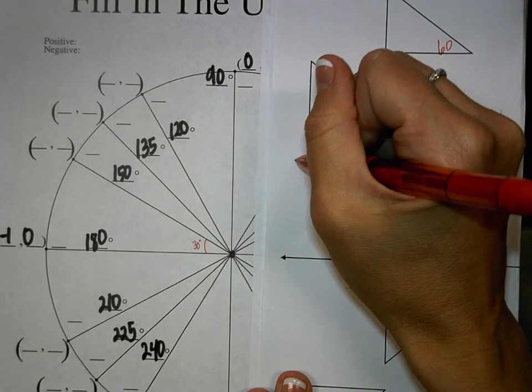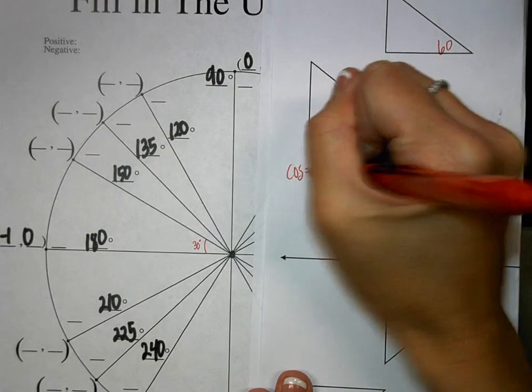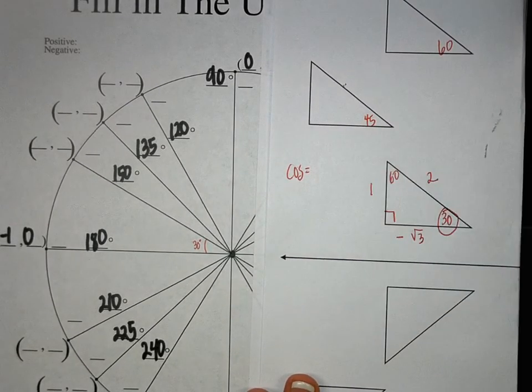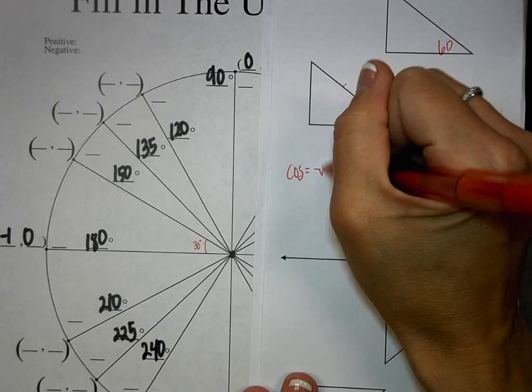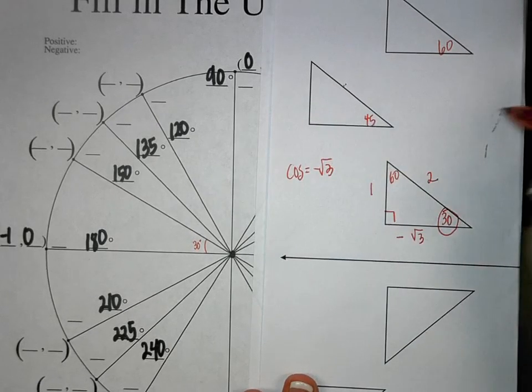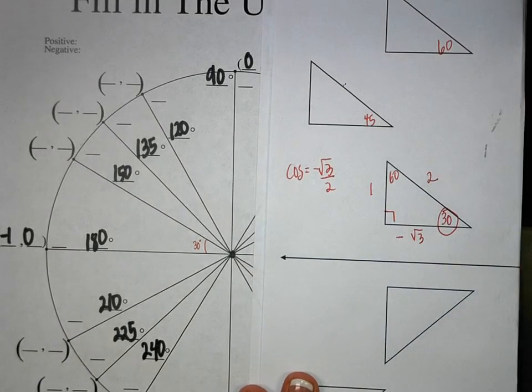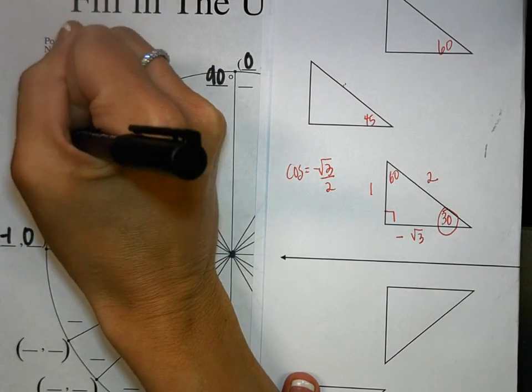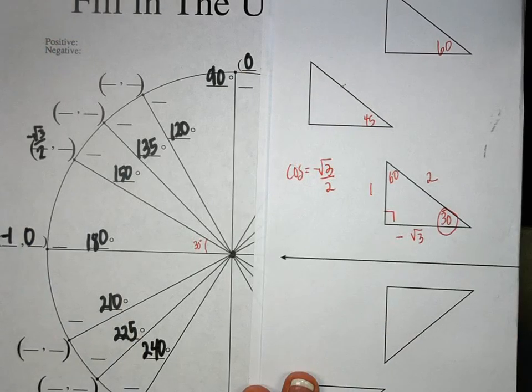Cosine is our x value. Okay, and so cosine of 30, again, you're always going from the reference angle spot. Okay, what is opposite of this 30? Adjacent of this 30. Negative root 3 over my hypotenuse, which is 2. So here in my 30 spot, we have negative root 3 over 2 for the x value.